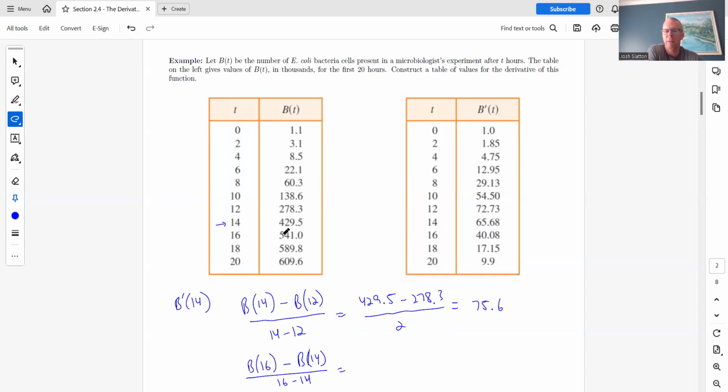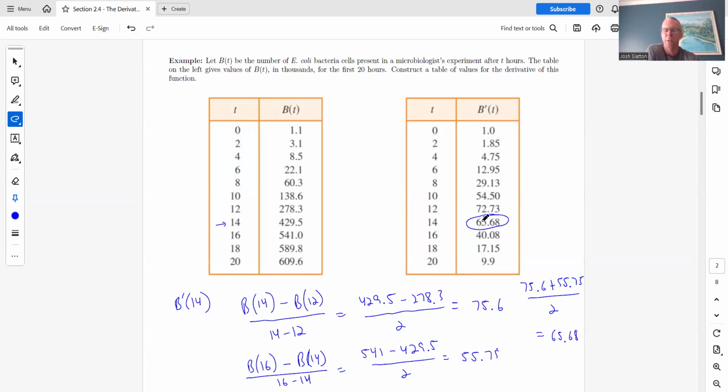Now we're going to do the same thing with 16 and 14. B of 16 is 541. B of 14 is 429.5. And then 16 minus 14, of course, is 2. And we get 55.75. And then what we need to do to get the actual B prime of T is just average these two together. So 75.6 plus 55.75 over 2 gives us 65.68, which is B prime of 14.